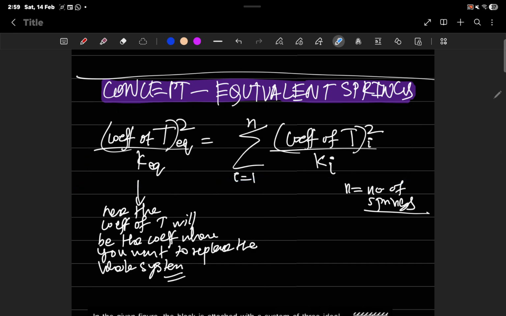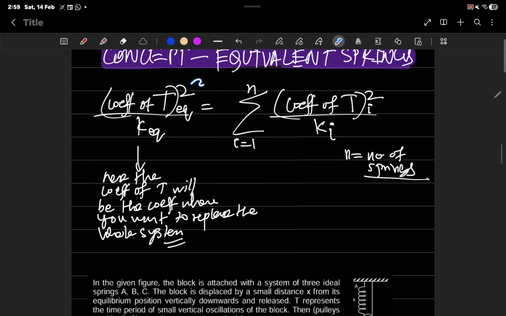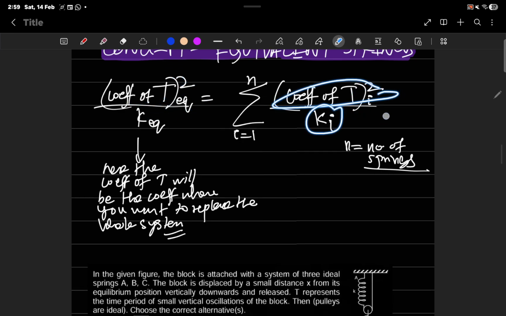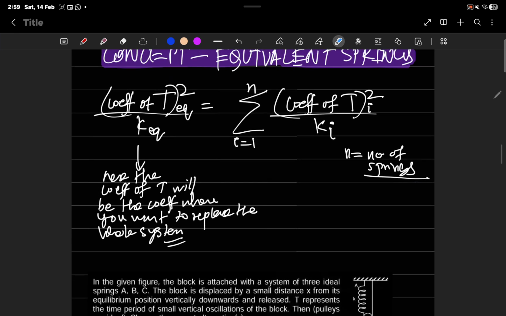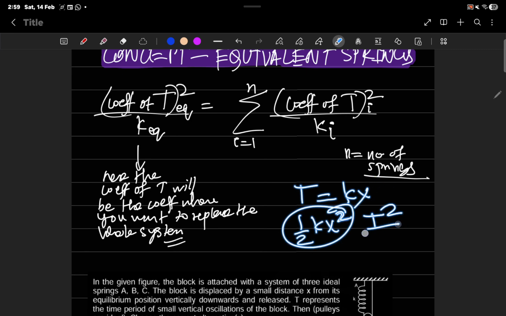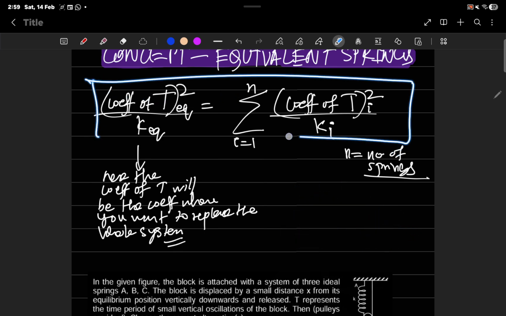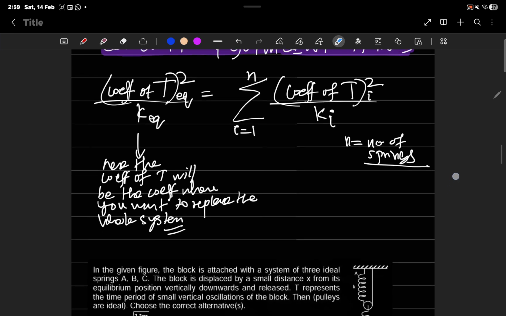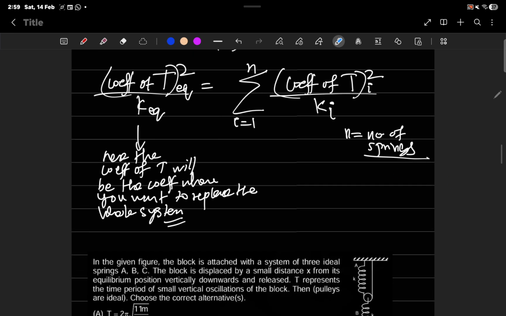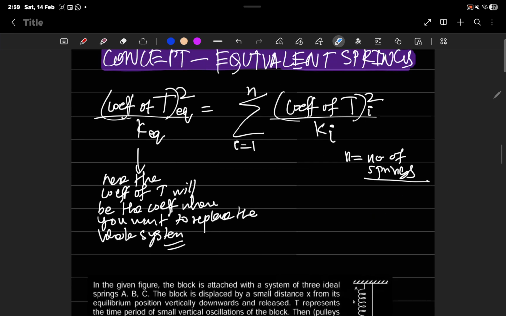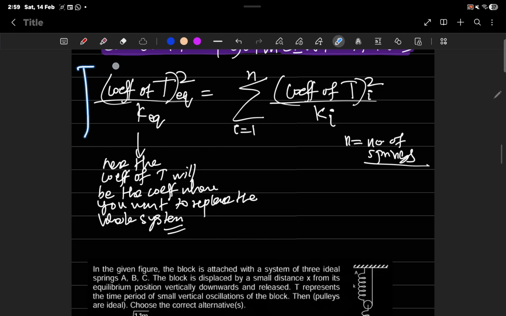formula. What this states is coefficient of T whole square upon k equivalent is equal to sigma of coefficient of T whole square upon k. You can look at it as kind of an energy conservation, since T is equal to kx and we write half kx square as energy. We basically are substituting this into T square by 2k, and then we are using this over here. It's not exact, it's just a way to derive it, so you don't have to remember all that, just remember this.